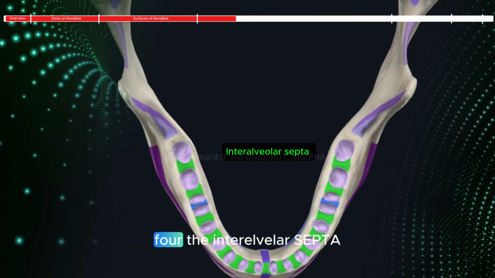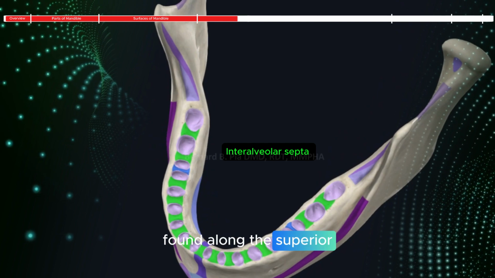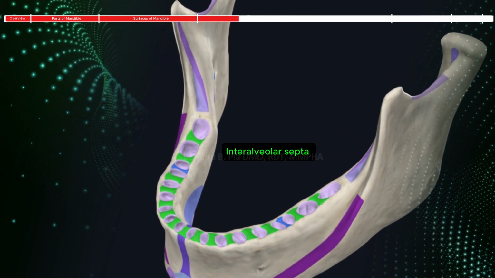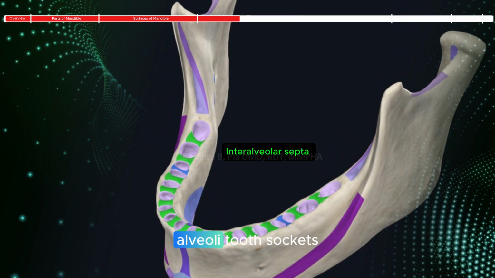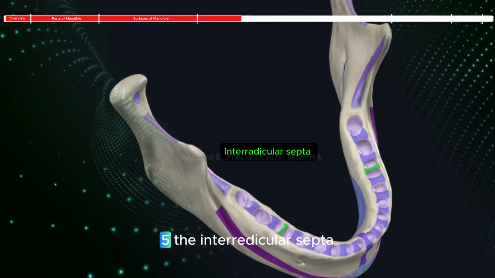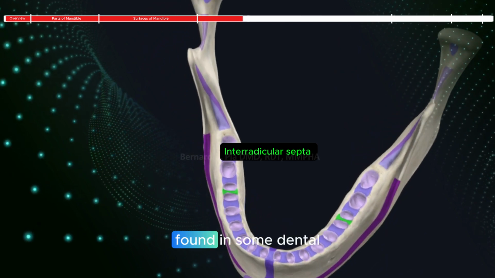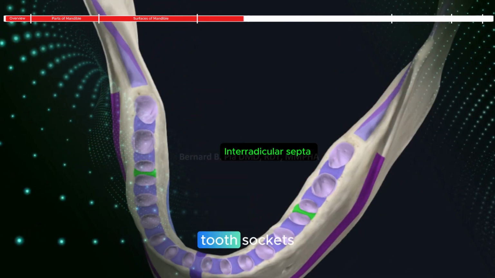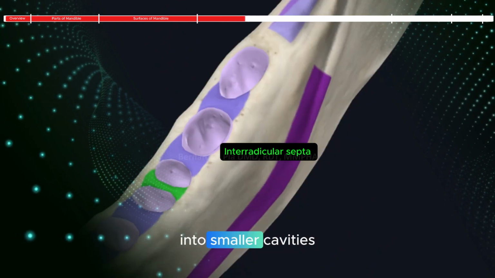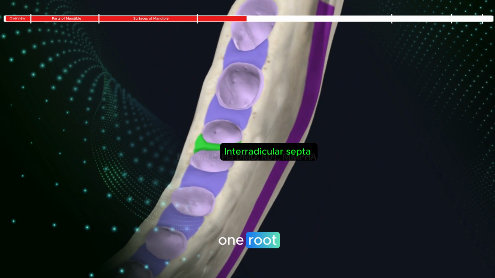4. The interalveolar septa are the small partitions found along the superior aspect of the alveolar process of the mandible. They separate adjacent dental alveoli, or tooth sockets. 5. The interradicular septa are the small partitions found in some dental alveoli. They subdivide dental alveoli into smaller cavities in order to accommodate teeth that have more than one root.